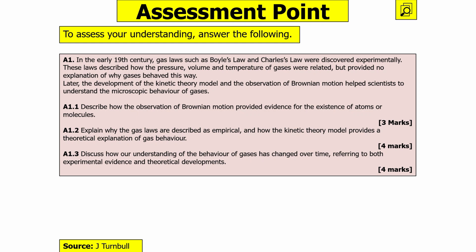Describe how the observation of Brownian motion provided evidence for the existence of atoms or molecules. Explain why the gas laws are described as empirical and how the kinetic theory model provides a theoretical explanation of gas behaviour. Then discuss how our understanding of the behaviour of gases has changed over time, referring to both experimental evidence and theoretical developments. So pause the video now, then unpause the video when you want to go through your answer.